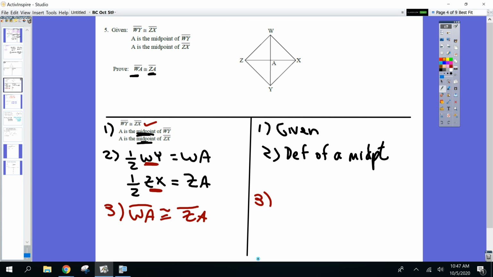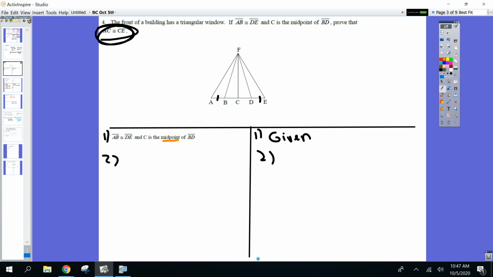Let's go back to 4. How many segments are getting cut in half in number 4? C is the midpoint of BD. How many segments are going to be cut in half? Just 1. I can't use halves of equal quantities because it's got to be 2 things I cut in half. Everyone see the difference now? Halves of equal quantities, we need to cut 2 segments or 2 angles in half. Number 4, we're not doing that.